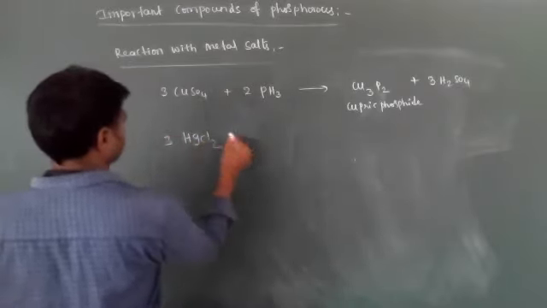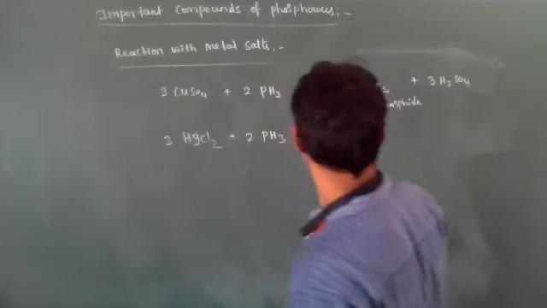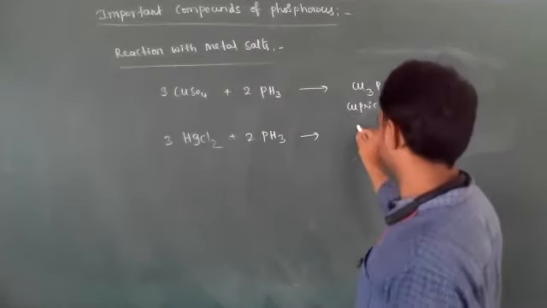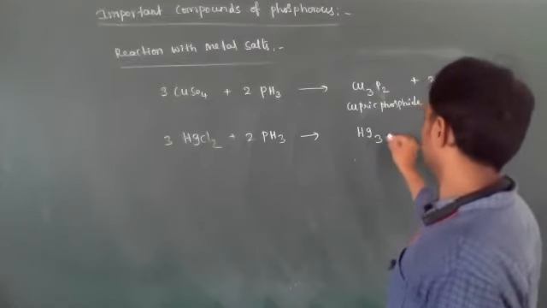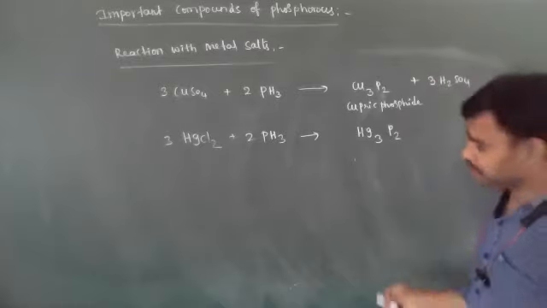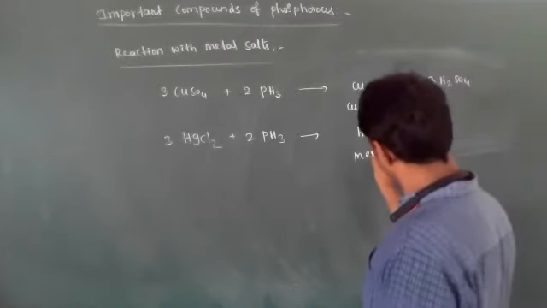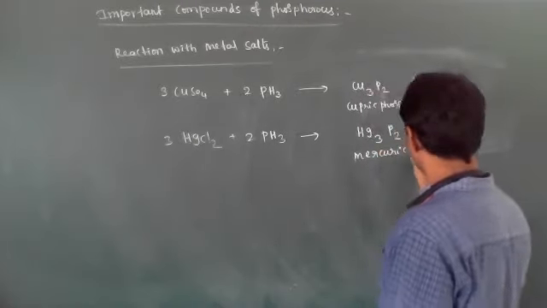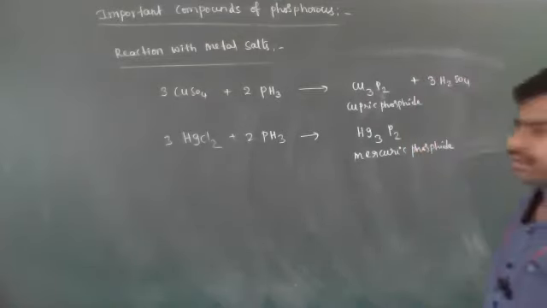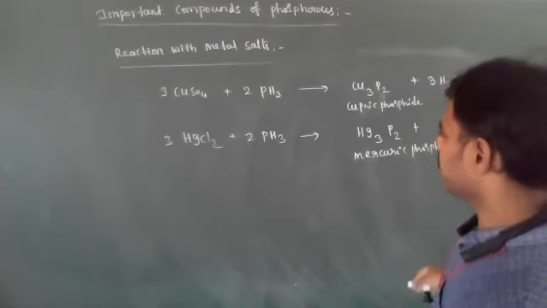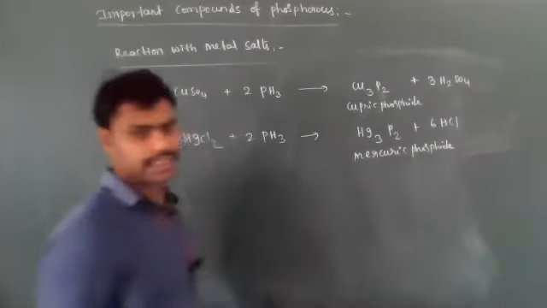Whenever instead of this copper sulfate HgCl2 is taken, then 2 moles of phosphine form mercuric phosphide Hg3P2, plus the remaining hydrochloric acid HCl, 6 moles of hydrochloric acid will form.